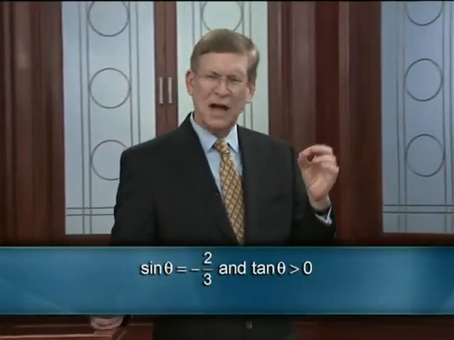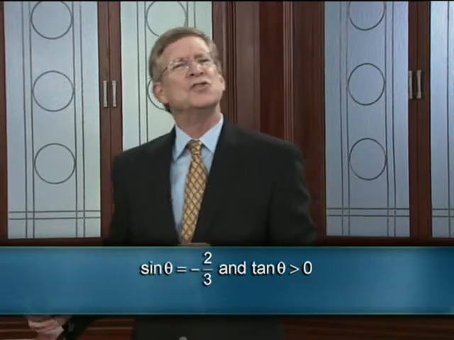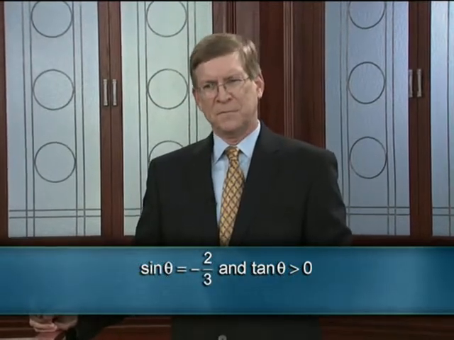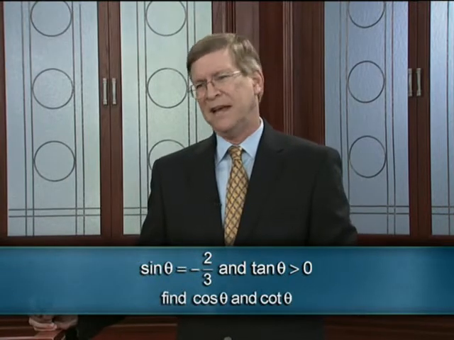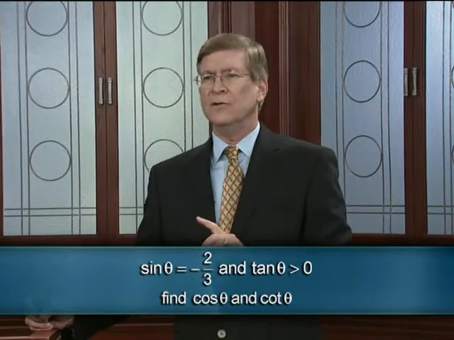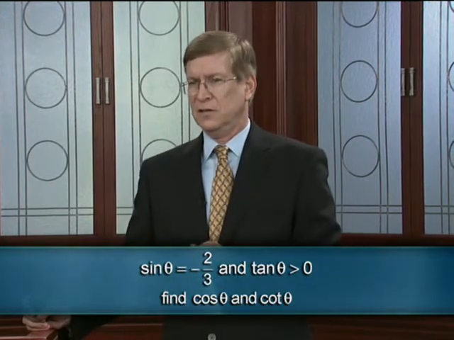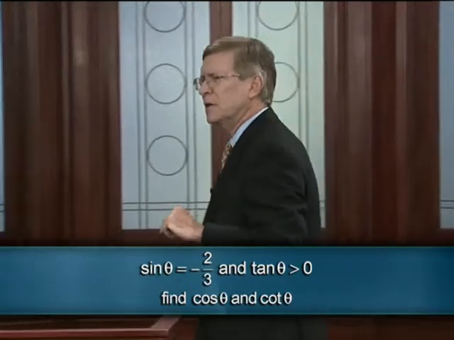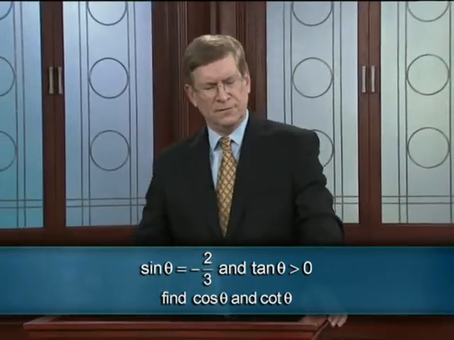Okay, let's do an example. Suppose the sine of some angle is minus 2/3, and suppose its tangent is positive. Find the cosine, and say find the cotangent of this angle. So we don't know what the angle is, but we know its sine. Its sine is minus 2/3, and we've also given an added fact. The tangent is positive.